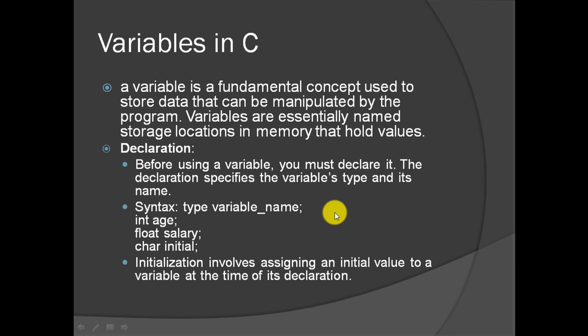So let us see some examples of declarations. One is int age and another one is float salary and char initial.